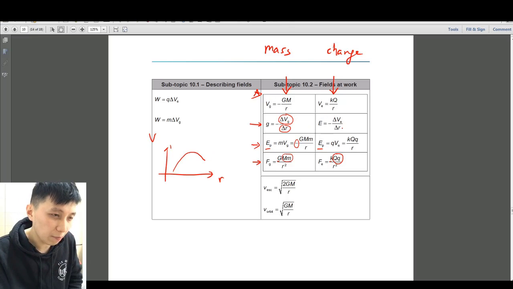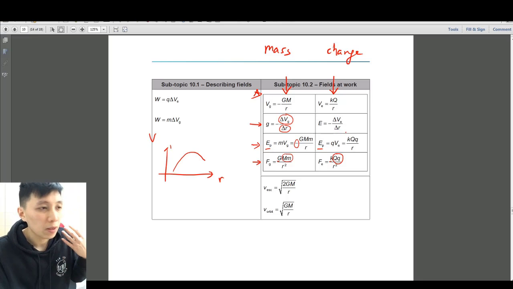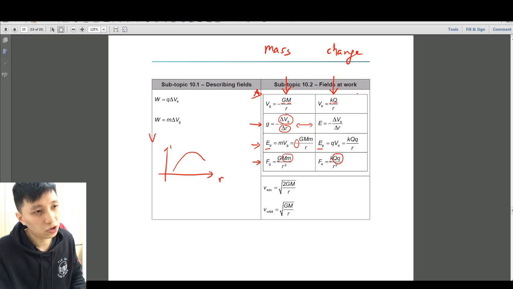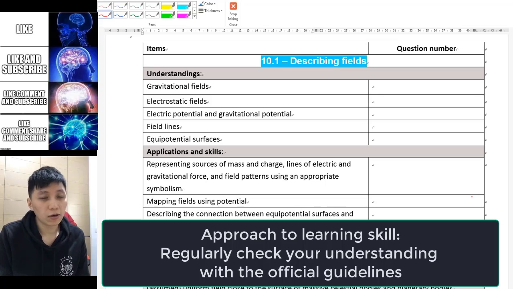So that will be the same for electrical. You have to look at the electrical potential against distance, and of course now we are talking about the tangential slope, and that would tell you the electrical field strength. So again these are very similar, and not to mention for gravitational potential and electrical potential, again you can see the constant will change, and the mass will change to the charge, and the rest will all be the same. Okay, so let's also take a look at the list provided by the IBO officially.